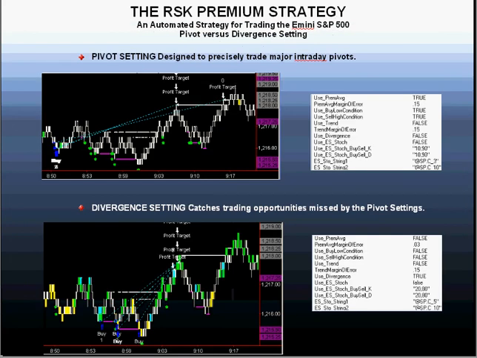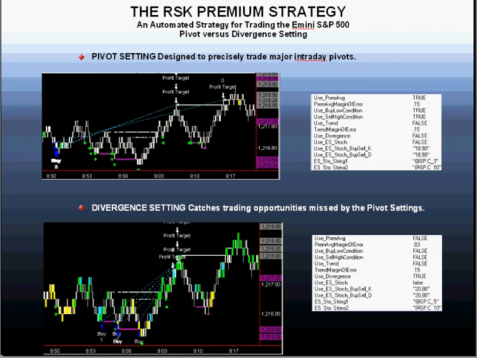The first strategy setting is what we refer to as the pivot setting. Again, it's designed to provide precise trading opportunities where we believe major pivots are likely to take place. The divergence setting, however, catches those opportunities that the pivot settings have missed.